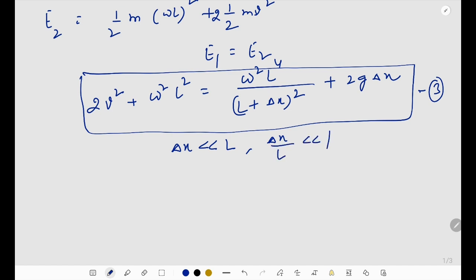But how much? The linear term. We can expand this thing 1 upon L plus delta x square, but we can't do it up to the first order, because for this problem this first order expansion is going to be insufficient. So we need to expand it to quadratic terms, and this is a difficult task, and I'm going to do it.